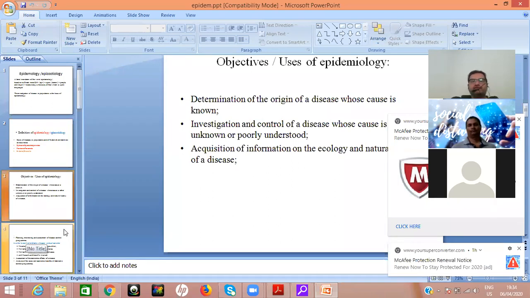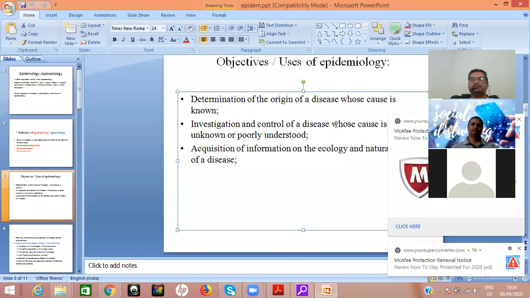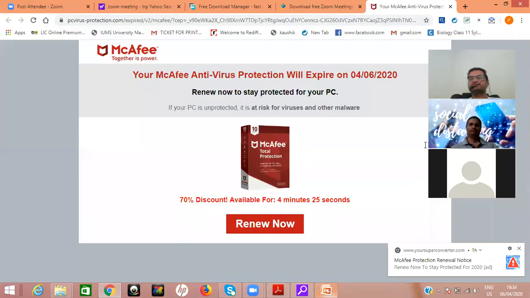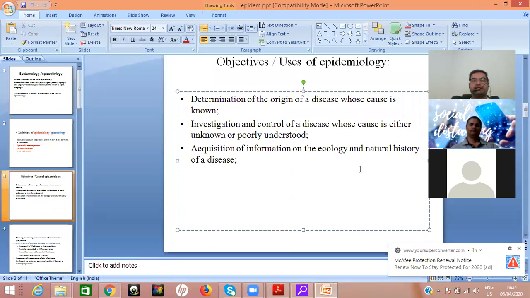The next objective is the acquisition of information on the ecology and natural host of a disease, that is, how it is occurring in the population. That is also important. That is the natural history of a disease. So the question comes: what is the natural history of a disease? What do you understand by the natural history of a disease?